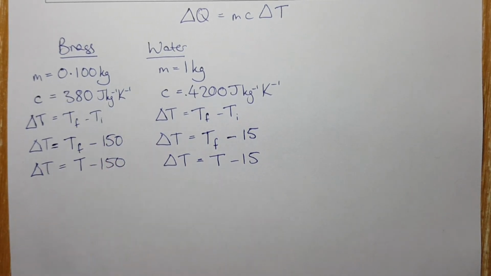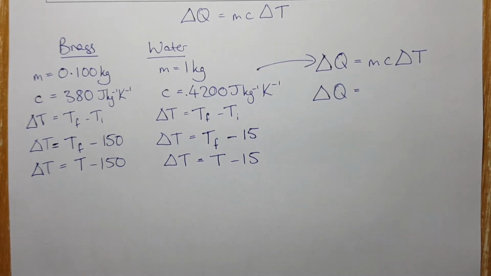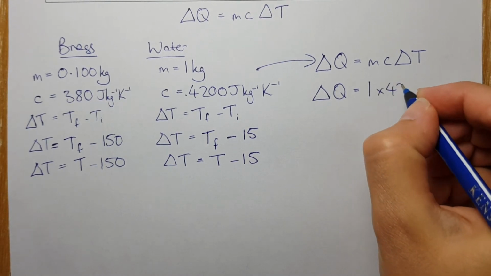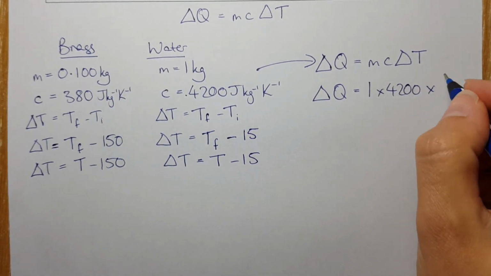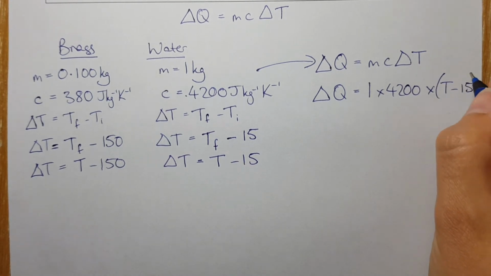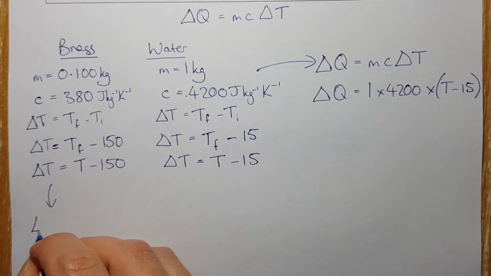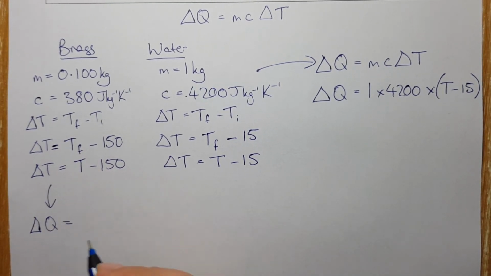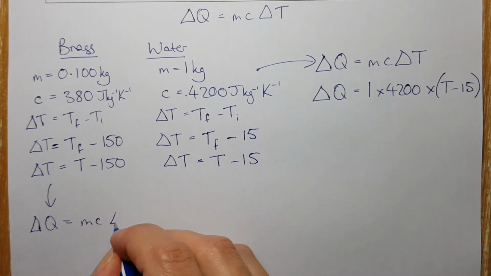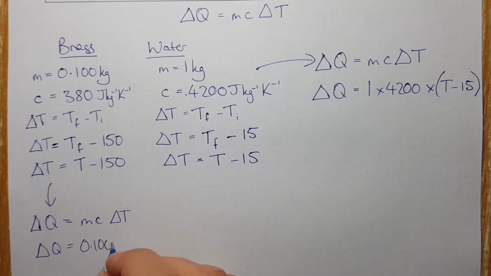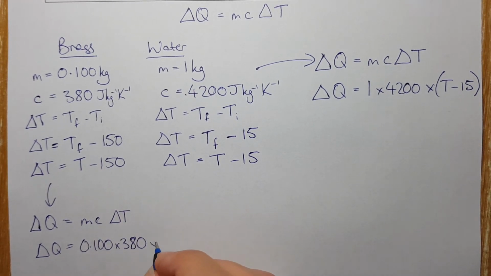Right, so let's do the brass first. Actually, I'm changing my mind. Let's do the water first. The energy that the water's going to gain is going to be 1 times 1,200 times, and then T minus 15. And so the brass, the change in energy of the brass is going to be 0.1 times 380 times T minus 150.